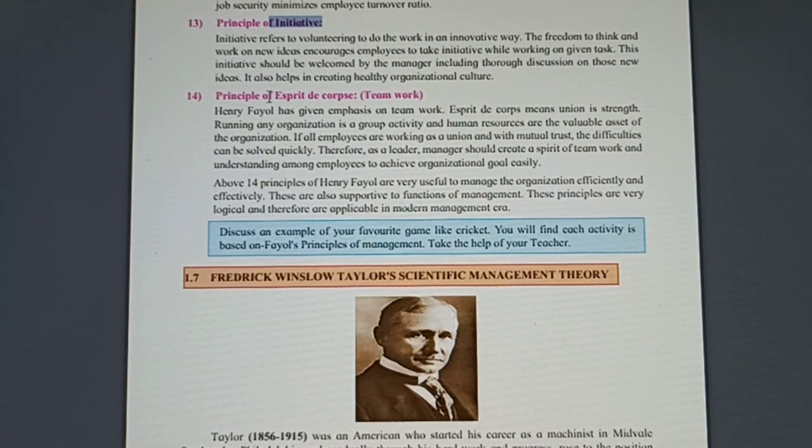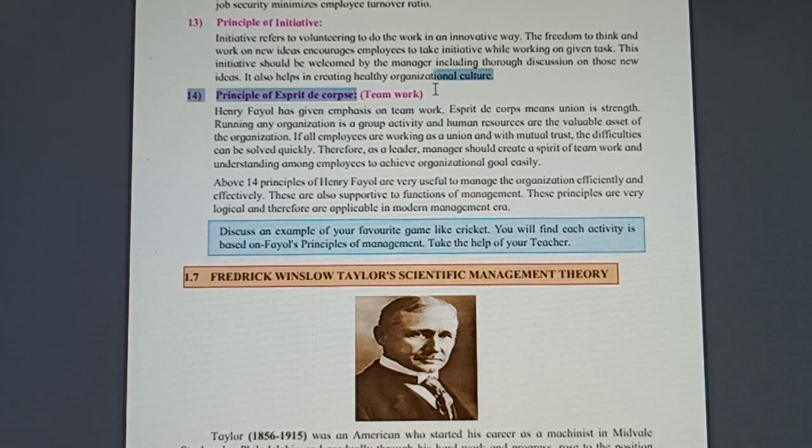14th, principle of esprit de corps. This is a foreign word, but in simple meaning you can say teamwork. As I told about the example of a cricket team, if the cricket team works under the principle of esprit de corps, teamwork, all for one and one for all, then they are guaranteed they are going to win. So this principle says the same thing. It gives emphasis on teamwork. Unity is strength. Esprit de corps means union is strength.